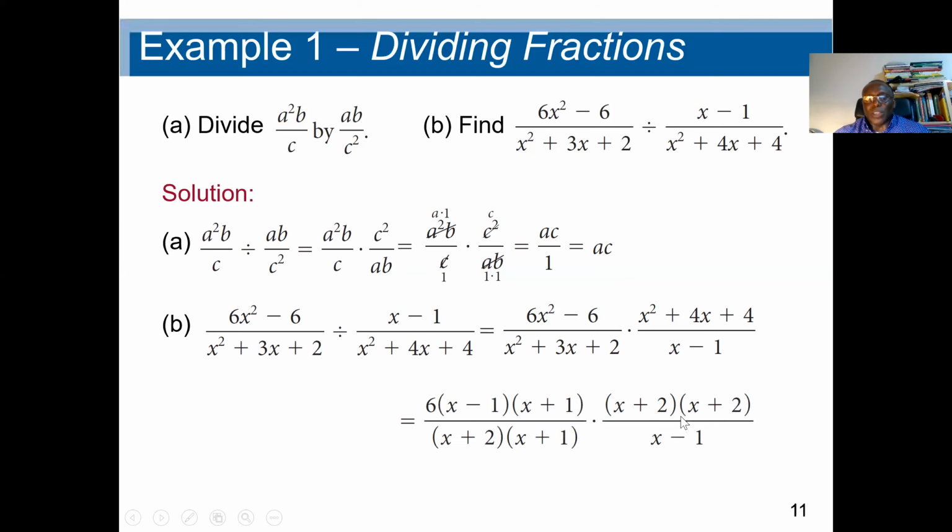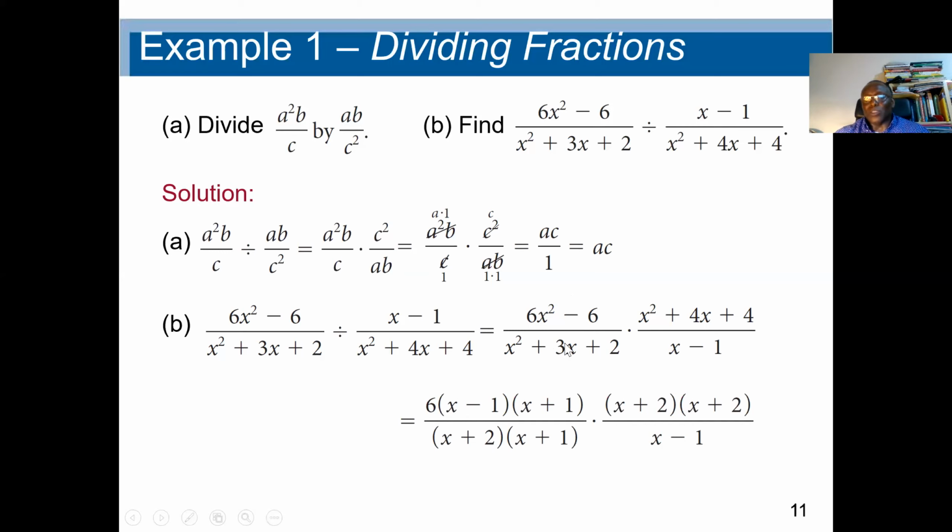So let's see how we write everything. First, we factor out a common factor, so we get 6 times s squared minus 1. But s squared minus 1 is the difference of two squares, so it's the same as writing s minus 1 times s plus 1.